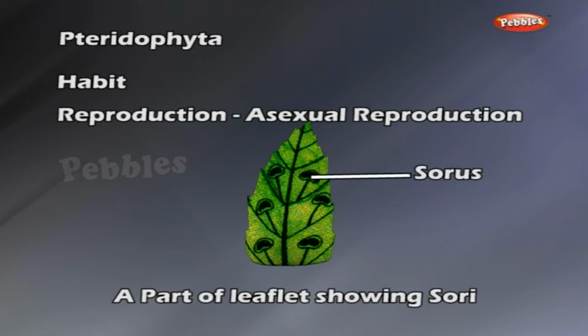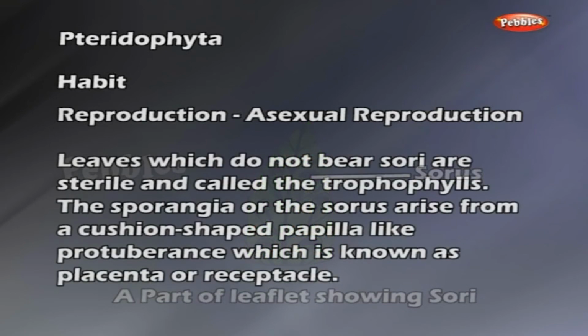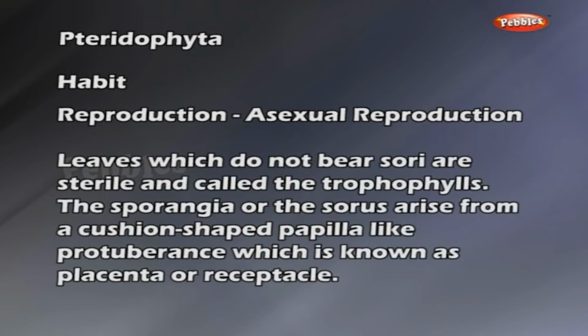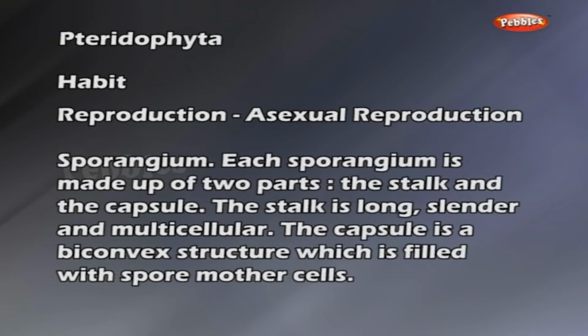The fertile sori-bearing leaves of the fern are called the sporophylls. Leaves which do not bear sori are sterile and called the trophophylls. The sporangia, or the sorus, arise from a cushion-shaped, papilla-like protuberance, which is known as the placenta or receptacle.